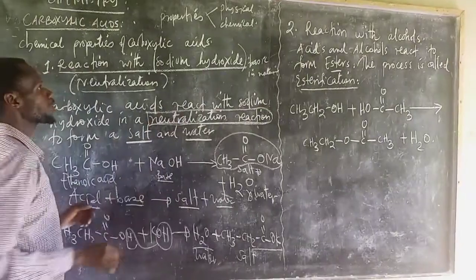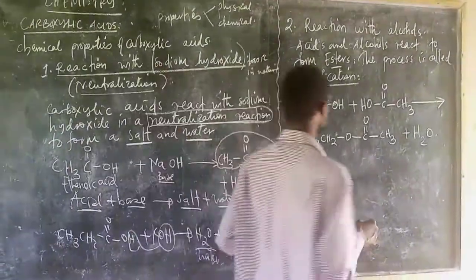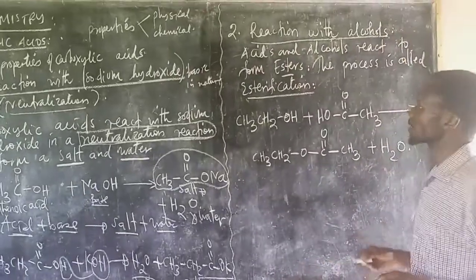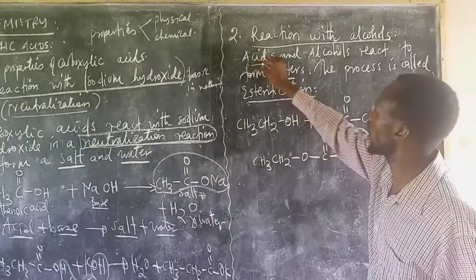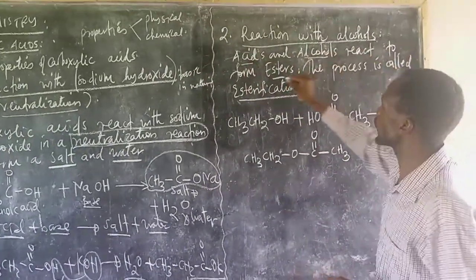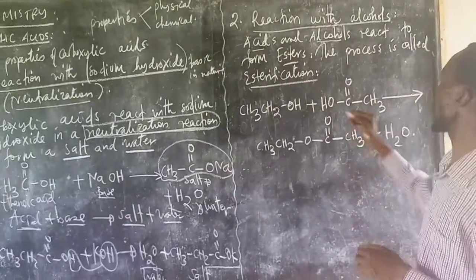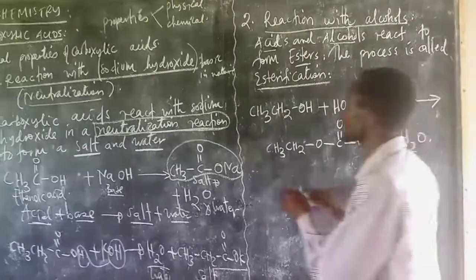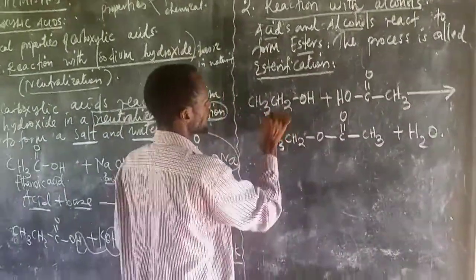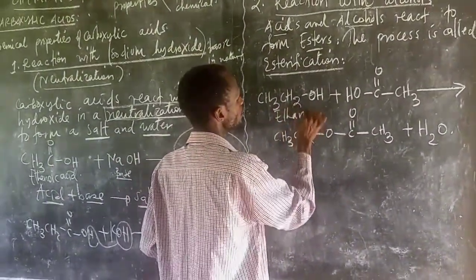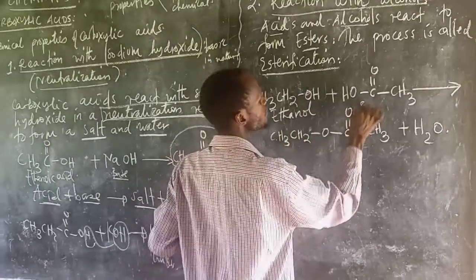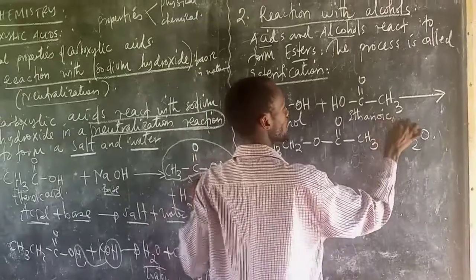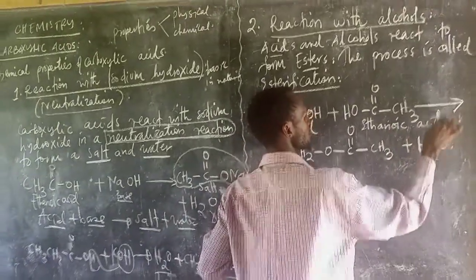And the second chemical property here is the reaction with alcohol. Means when alcohol and acid get together, the reaction between acids and alcohol, they react to form what we call esters, and the process is called esterification. So when you look at this one, this is ethanol, which is alcohol in nature, and this is ethanoic acid, which is acid in nature.